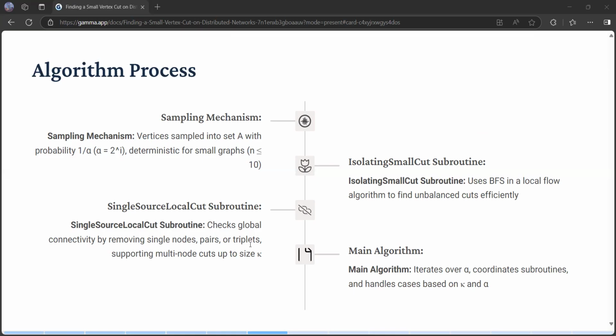The names of the subroutines are here: the single source local cut subroutine and the isolating small cut subroutine. The isolating small cut subroutine is basically a BFS function that runs a local flow algorithm to find an unbalanced cut inside of a graph component. And the single source local cut subroutine checks for global connectivity, and it removes multiple nodes at a time, single nodes, pairs, or even triplets, to find the right vertex cut.